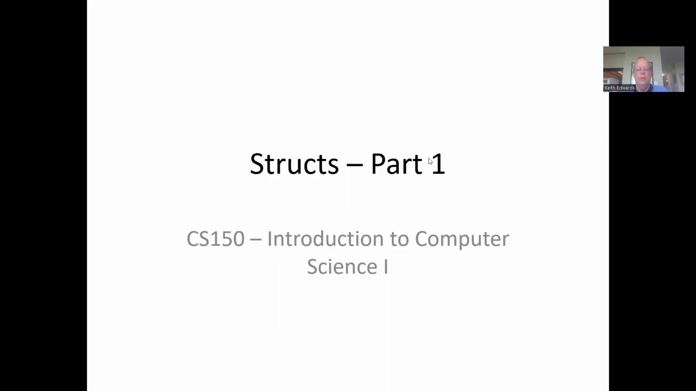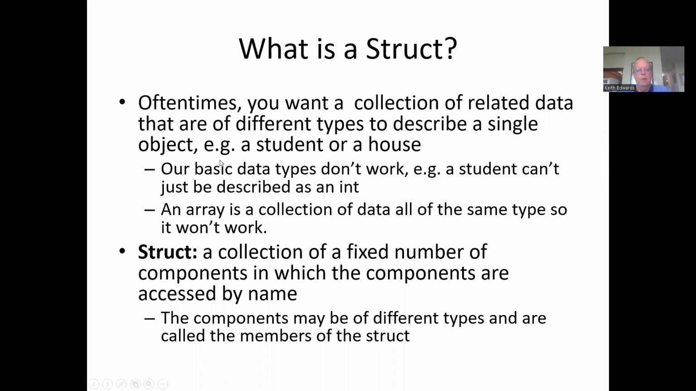Okay, CS150, Structs Part 1. So far we've seen individual data types: int, double, even string, I guess we can count as a data type, even though it's a bit more complicated than that, char, bool, etc. And we've seen arrays, which are collections of elements that are all of the same type.